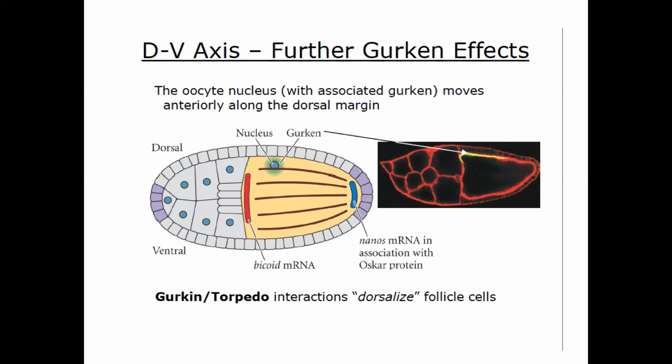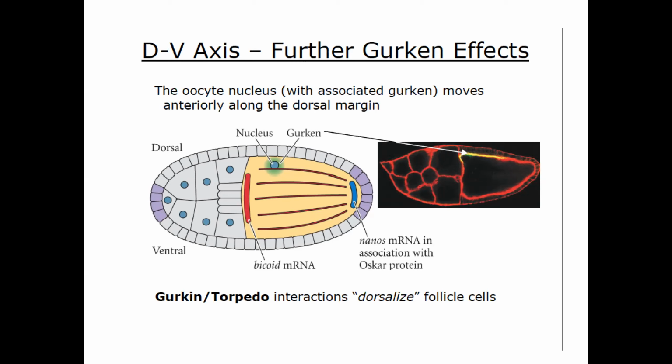So the nucleoplasm around this restricts. So gurken is only localized. The gurken mRNA is only localized around the nucleus. And my understanding is that the gurken mRNA binding proteins are also specifically localized around the nucleus.